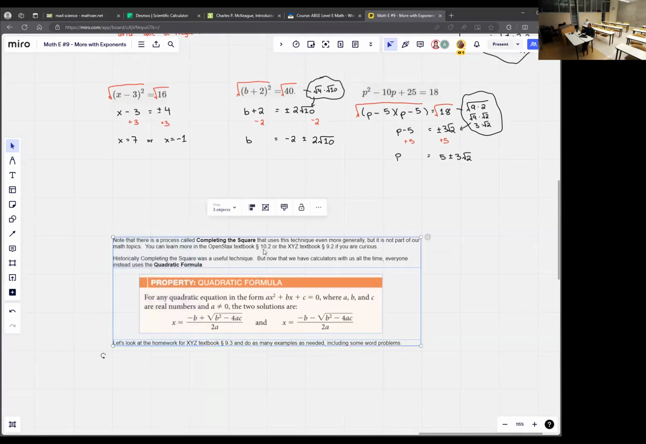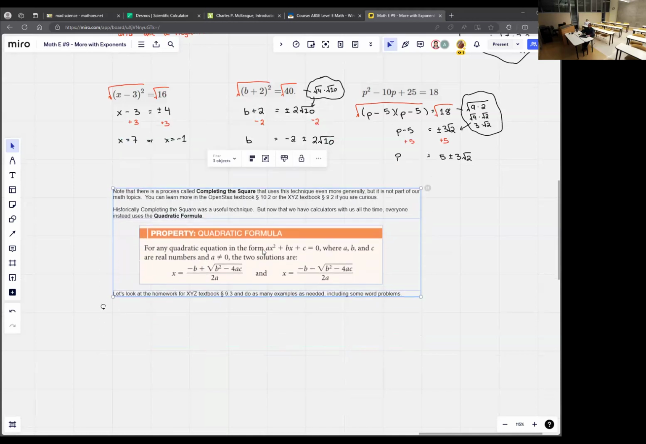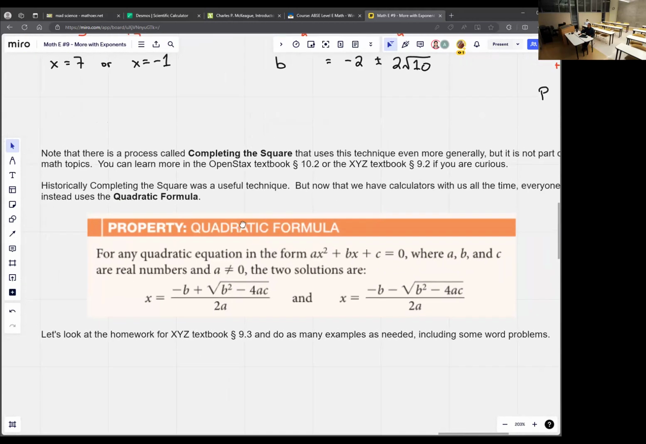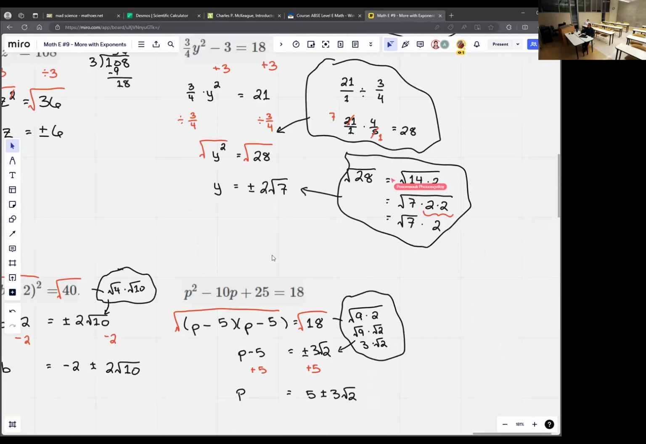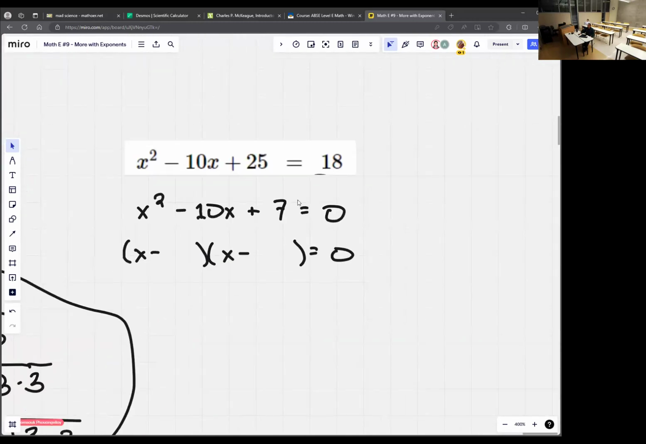So all of that is well and good, but no one really does that. There's a process called completing the square that used to make this a lot more useful in the days before calculators. And if you want, you can go to the textbook sections and read about that process. It's a way to take any quadratic and adjust it so that you can make it a square equals a number, and then take the square root of both sides. So even the ones that don't have nice answers, like this one, you could solve and figure out what goes in those spots.